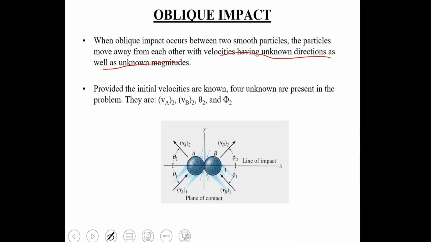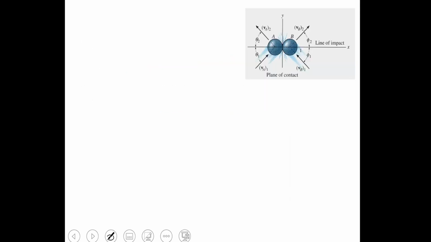It means that in order to solve for these 4 unknowns, we would require 4 equations. The unknowns here are the magnitudes of the velocities VA2 and VB2, as well as the directions of these velocities, theta2 and phi2. So where are we going to get these 4 equations? Let us consider the case of oblique impact of 2 particles as shown in the figure. We have 2 particles A and B. Initially, particle A has a velocity of VA1 and was traveling at an angle of theta1 with respect to the line of impact. Similarly, particle B having a velocity of VB1 at an angle of phi1 is traveling as shown in the figure.